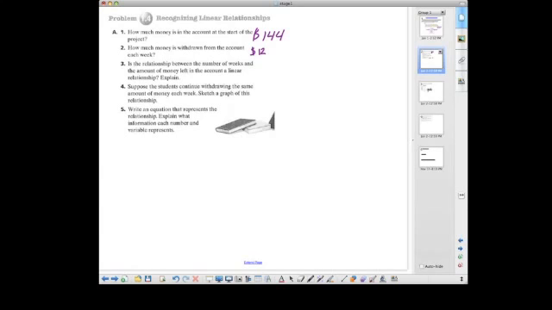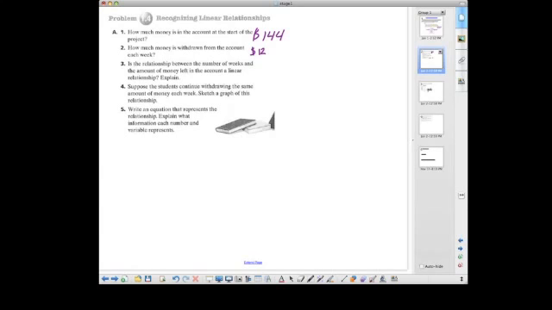Is the relationship between the number of weeks and the amount of money left in the account a linear relationship? Yes, it is. Why? Because there's a pattern here. For every week, we're losing $12. So that means on your graph, every time you move over one space to the right with your independent variable, you're going to decrease 12 spaces vertically on your dependent variable.